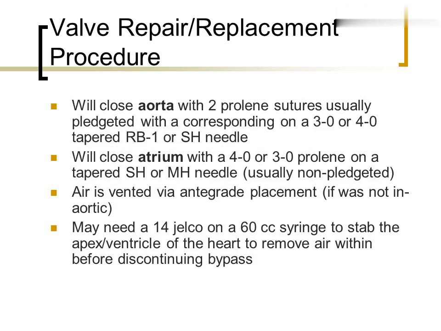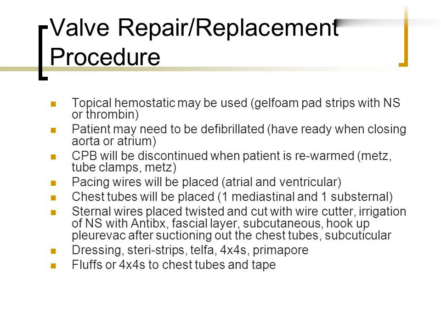Valve repair/replacement procedure. Will close aorta with 2 Prolene sutures usually pledgeted with a corresponding 3-0 or 4-0 tapered RB1 or SH needle. Will close atrium with a 4-0 or 3-0 Prolene on a tapered SH or MH needle, usually non-pledgeted. Air is vented via antegrade placement, if was not in aortic. May need a 14 Gelco on a 60 cc syringe to stab the apex/ventricle of the heart to remove air within before discontinuing bypass.